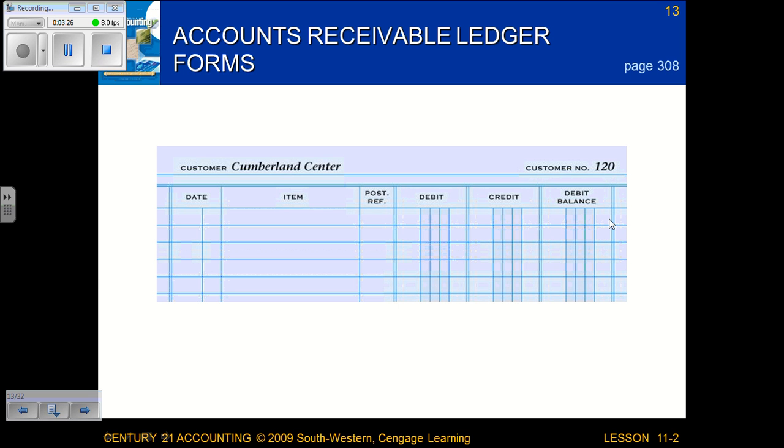Every account is going to have their own ledger paper. So here you can see one for Cumberland Center, and you can see that they are account number 120. So on your worksheets, you're going to go ahead and open that ledger for Cumberland Center. To open it, all you have to do is put in the customer name and the customer number. That now means that that ledger is officially open, and we will start expecting charges from that customer.